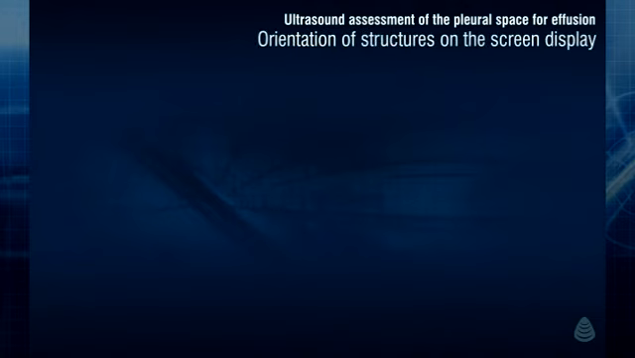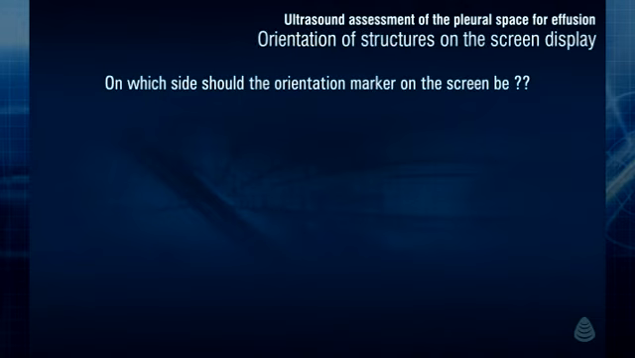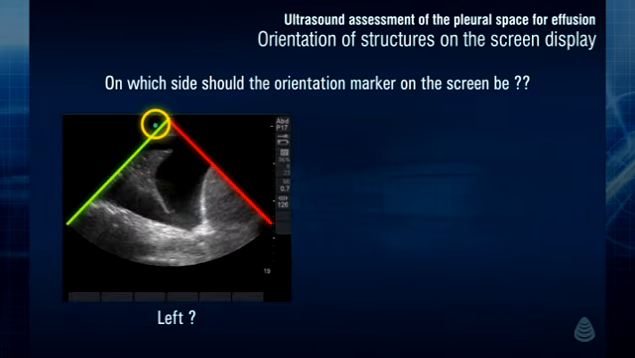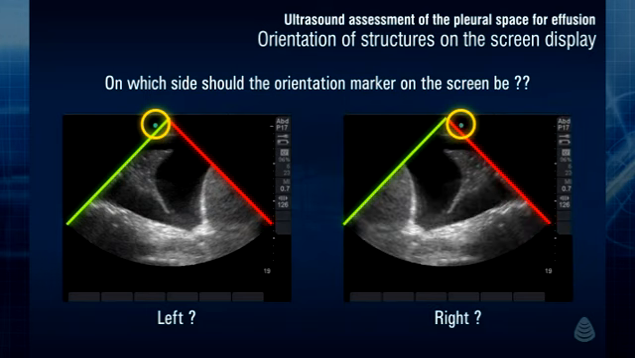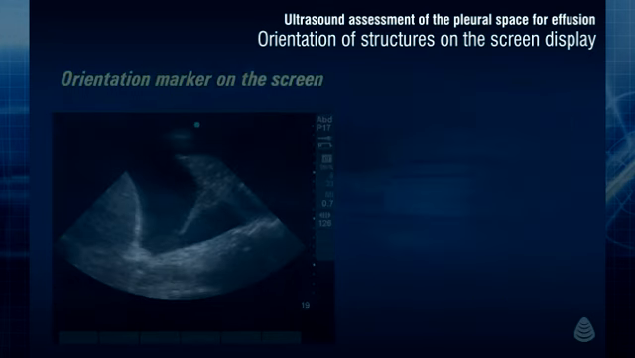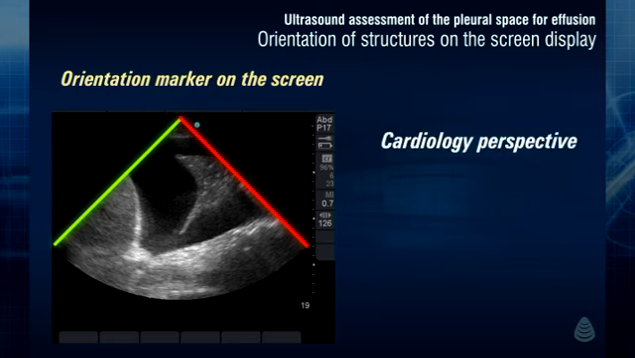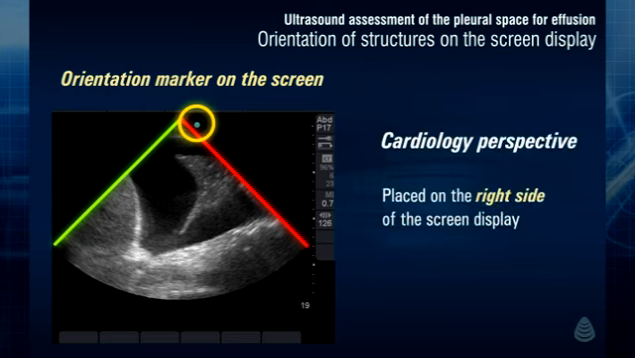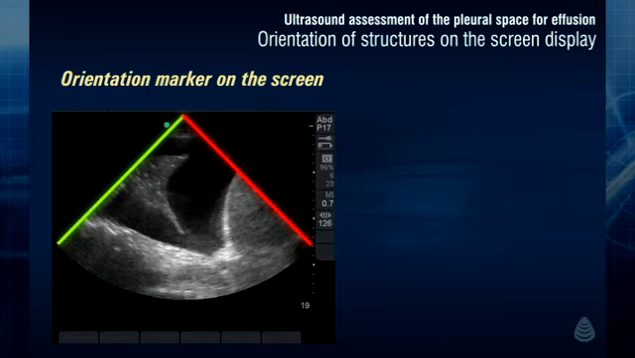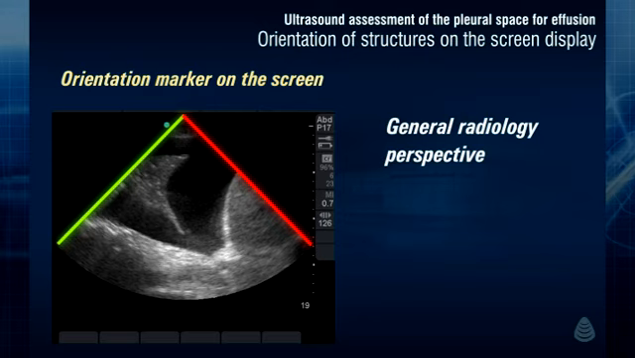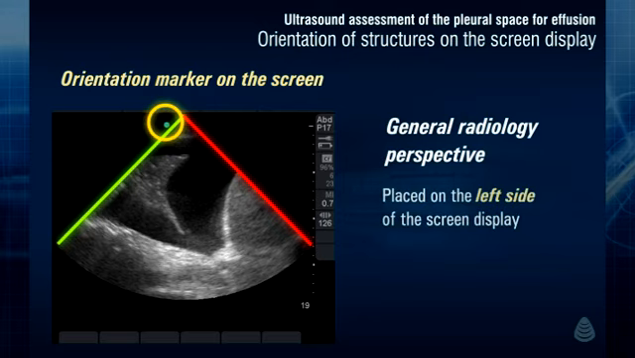Now, the second important question is, on which side should the orientation marker on the screen be placed? On the left side or on the right side of the ultrasound sector display? Based on the cardiology perspective, the orientation marker on the screen will be placed on the right side of the screen display. Based on the general radiology convention, the orientation marker will be placed on the left side of the screen display.